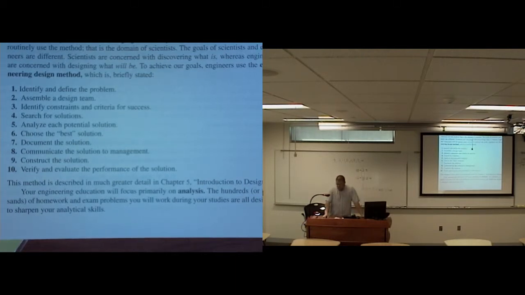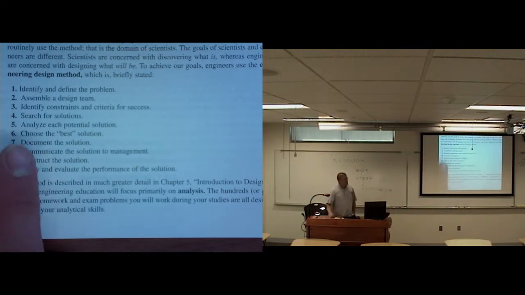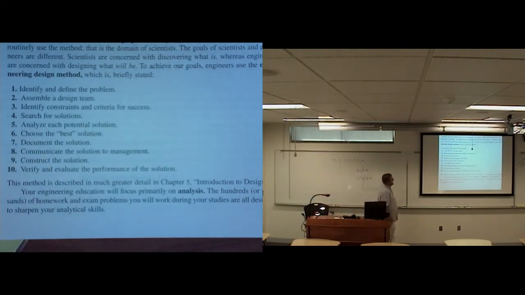Number 3 is to identify constraints and criteria for success. And so that is actually part of the gathering information and also kind of defining the problem. So step 1 and step 3 in this process kind of belong to 2 different sections on the other design process, but it's still a nice way to say it. Number 4 is search for solutions. And that, of course, would be in the gathering information. You're going to start looking out there at what has been done, what can be done, what are the possibilities.